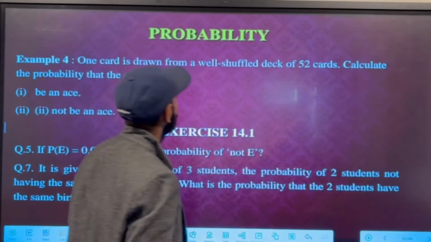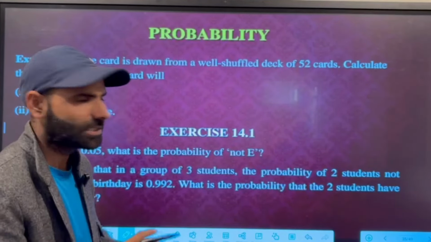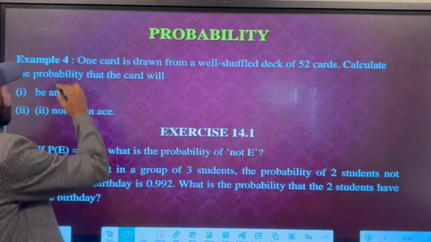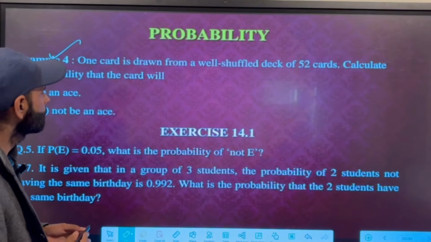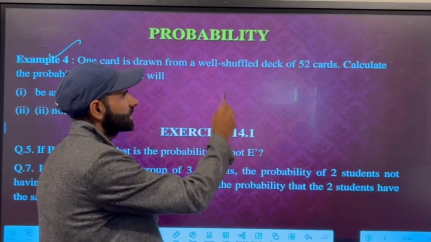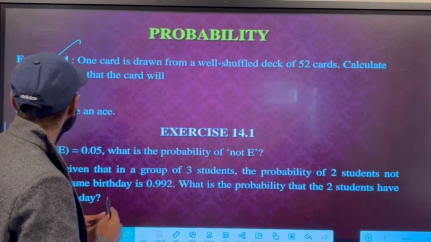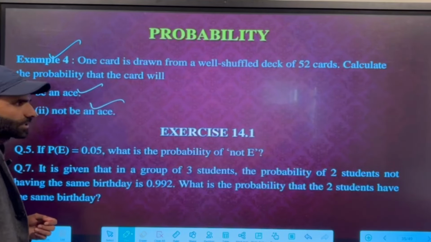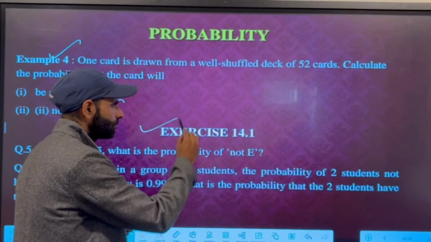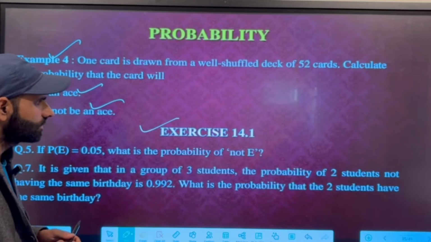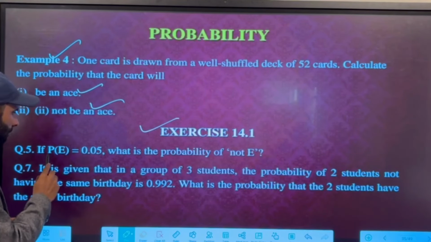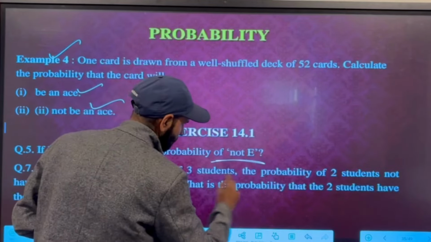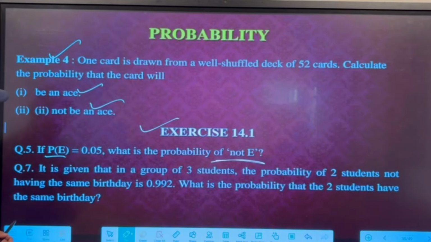Coming to our last chapter of mathematics, very important chapter, probability. Example 4 is important. One card is drawn from a well shuffled deck of 52 cards. Calculate the probability that the card will be an ace, not an ace. From exercise 14.1, we have only exercise in this probability. If probability of event is 0.05, what is the probability of not event? You have to find the probability of not event.